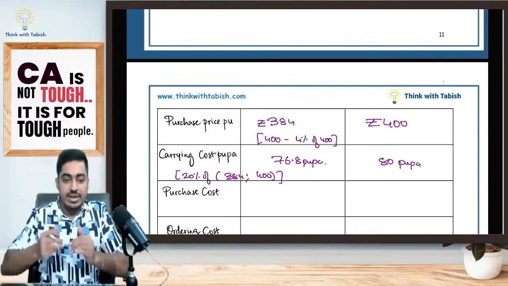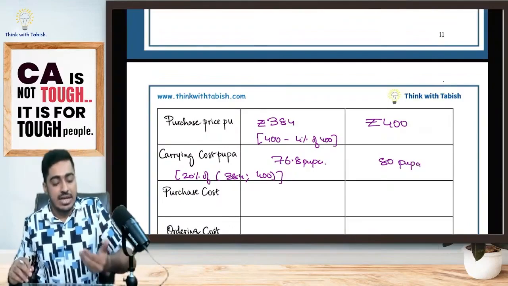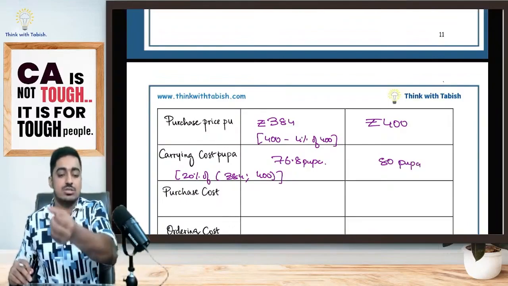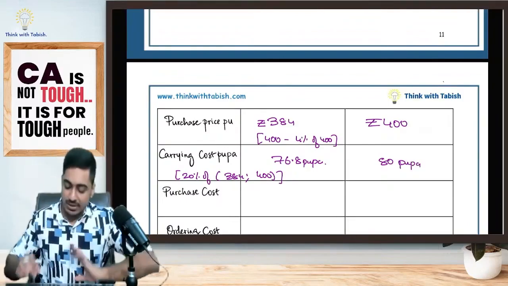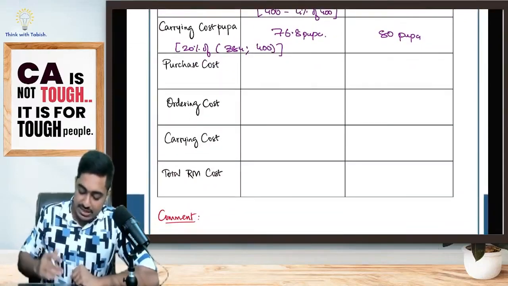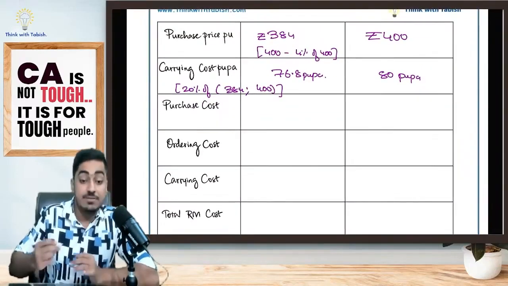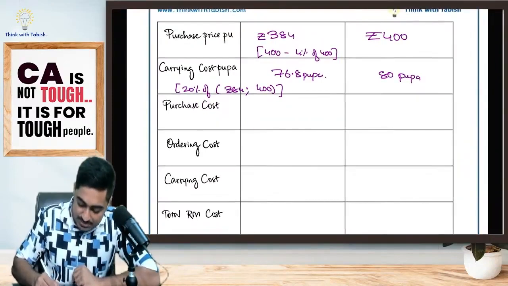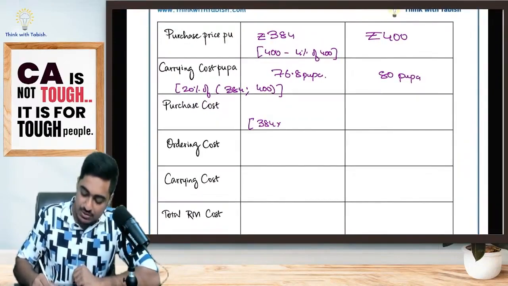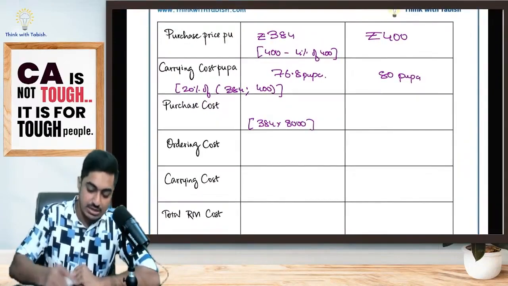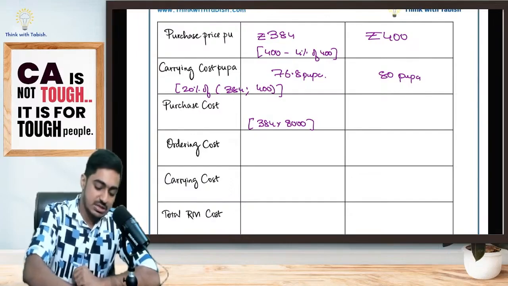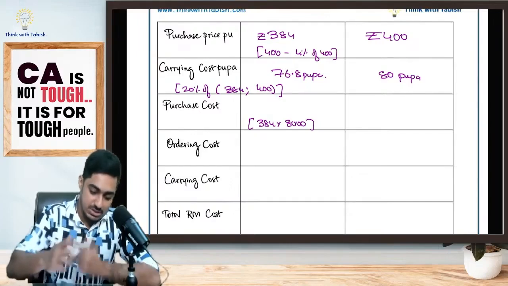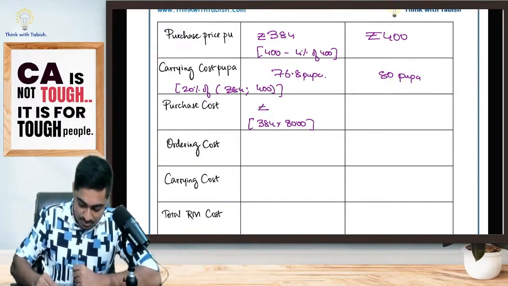So all my data I have written and kept. Now I will calculate purchase cost, ordering cost, carrying cost. Slowly, one by one, let us do. Firstly, if I'm accepting the discount, for 1 unit how much am I paying, students? 384 per unit. Like that, totally how many units do I want? 8,000. So it is 384 per unit into 8,000 units, which is 30,72,000.